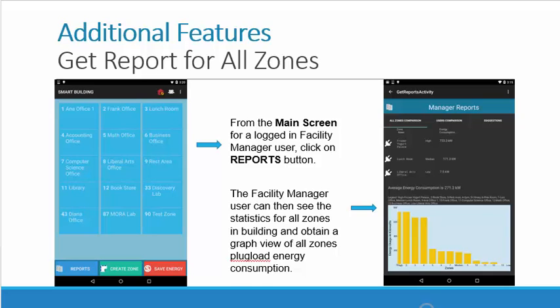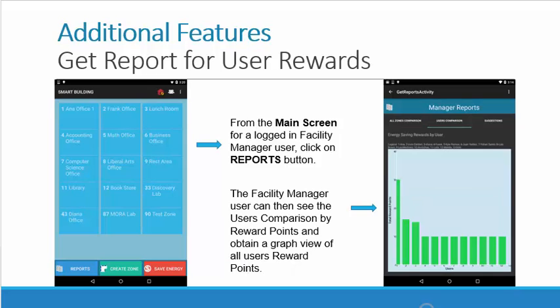From the main screen, the facility manager can click on the Reports button and select the user's comparison to get a report for user rewards. The facility manager will then be able to see the user reward points by user.